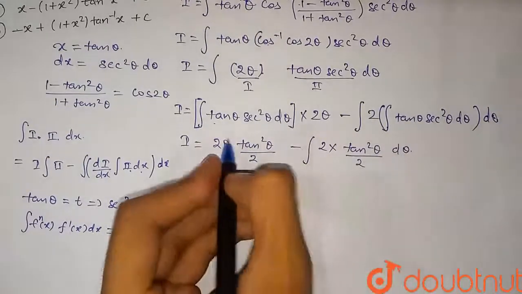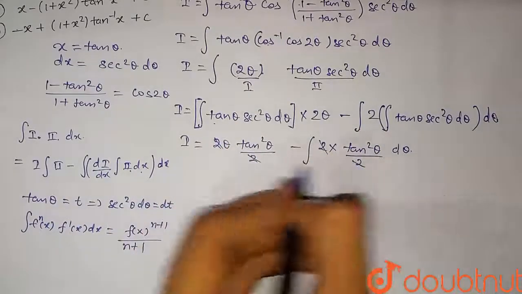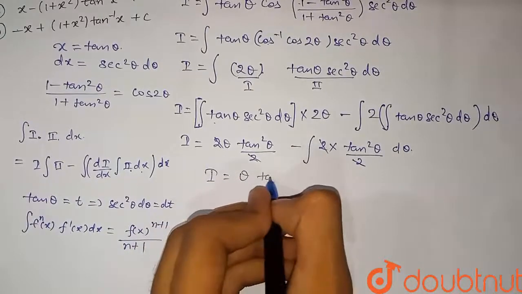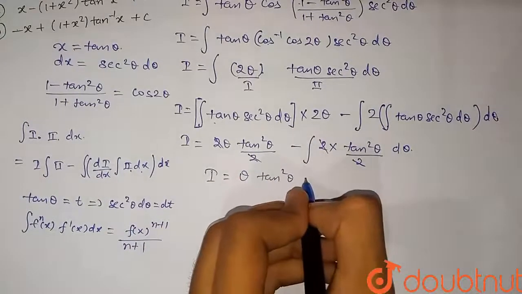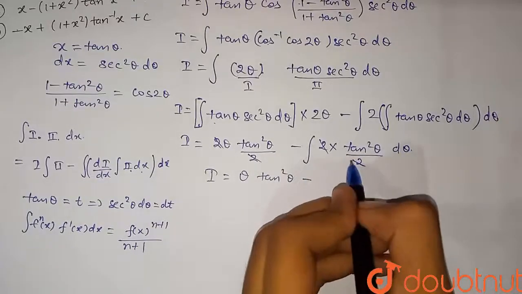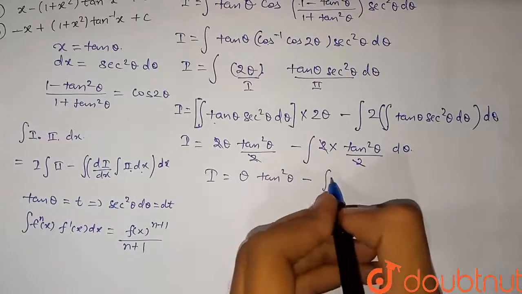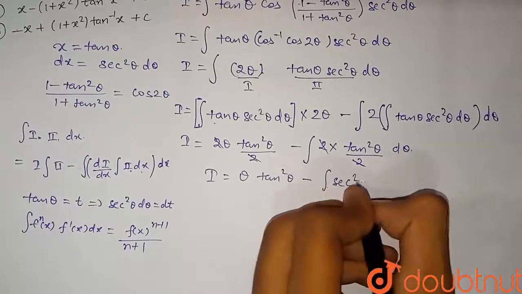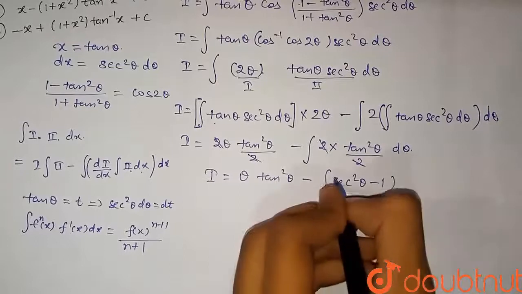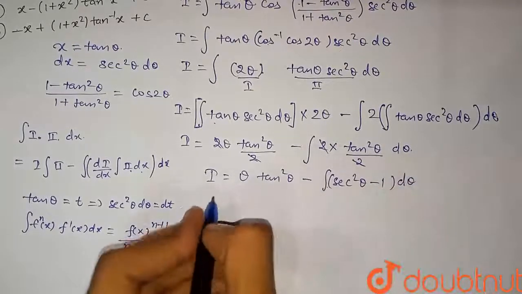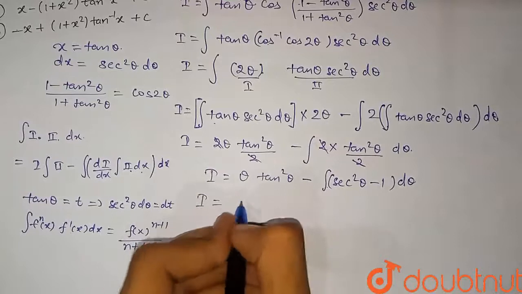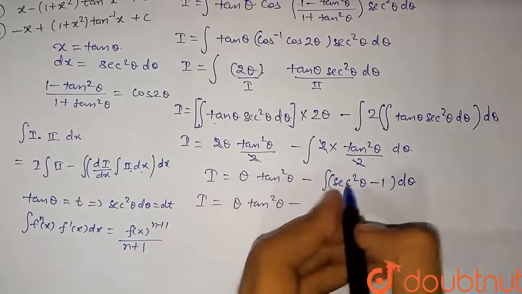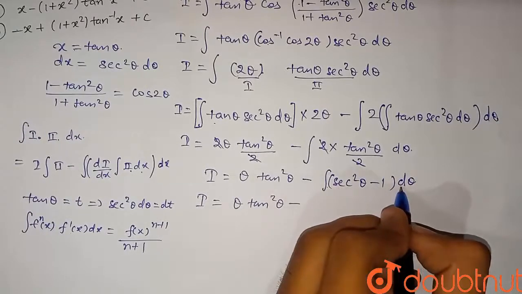Cancelling this 2 with this 2, we get I equal to theta into tan square theta, and here minus the integration of tan square theta. We will put this in terms of sec square theta, because we know the integration of sec square theta. So it will be sec square theta minus 1, and we integrate with respect to d theta. So further we write the integration I as theta tan square theta minus the integration of sec square theta with respect to d theta.